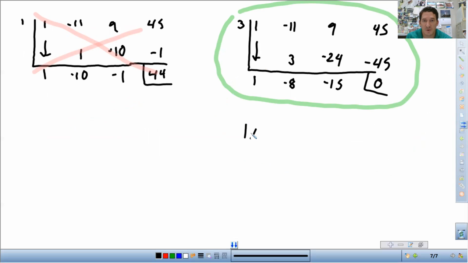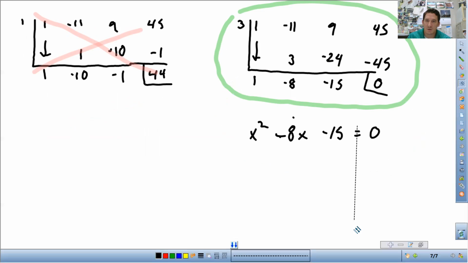So the resulting polynomial is x squared, I don't need the 1 on there, minus 8x minus 15 is equal to 0. Again, I'm going to solve by completing the square. It's going to be the fastest way to do it. So I'm going to add 15 to both sides. So you get x squared minus 8x is equal to 15. Cancels out over here.